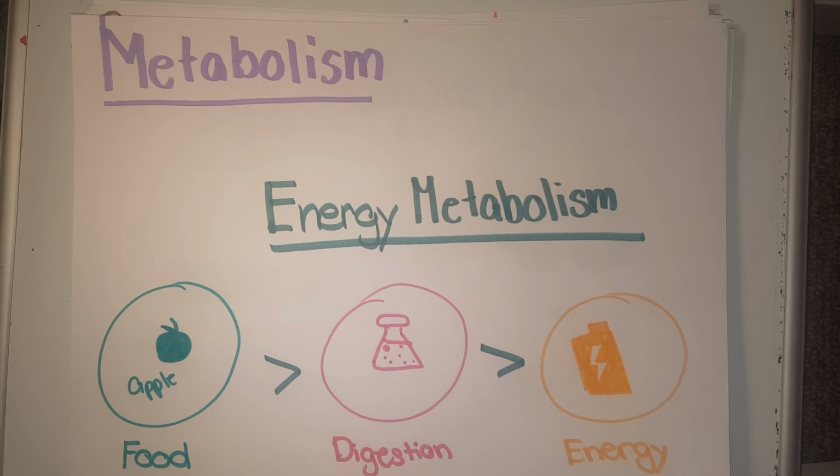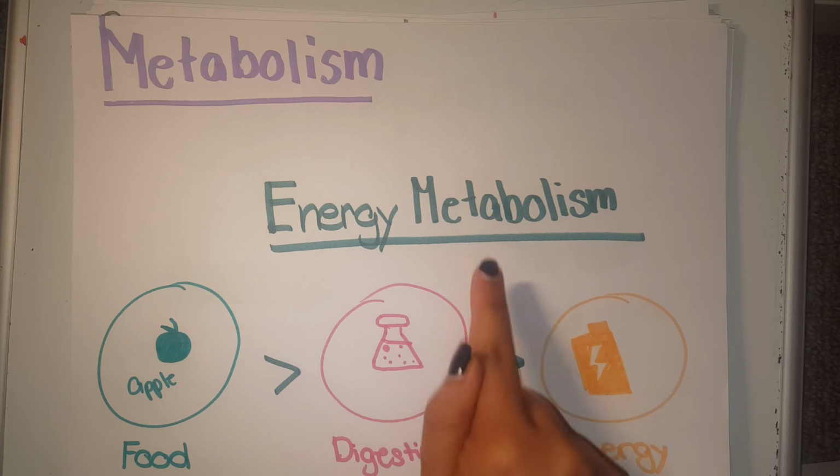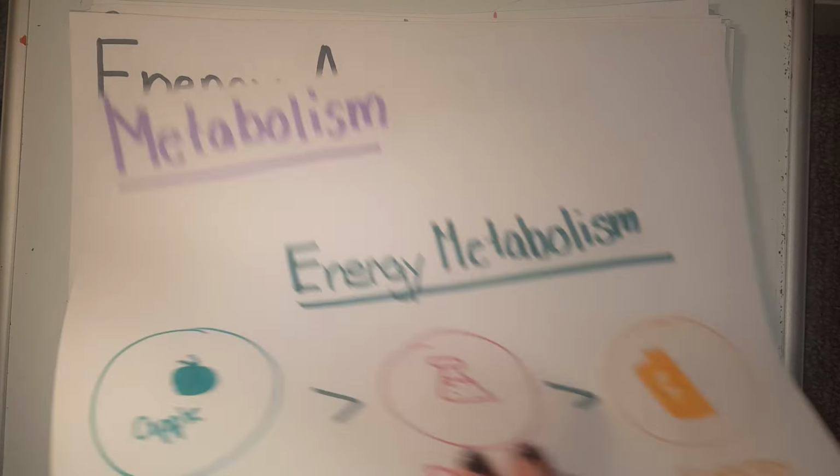Next, we have metabolism. Living things carry out organized groups of chemical reactions that build up their body parts, thus sustaining them and allowing them to grow, or that break down worn out or injured body parts, as well as generate energy within their own body. So if you have food, it digests and it creates energy, which is a form of metabolism.